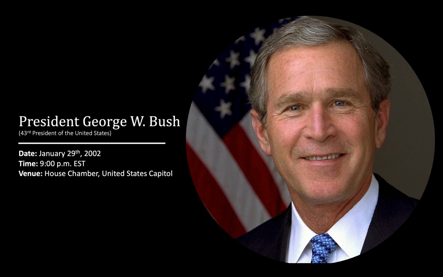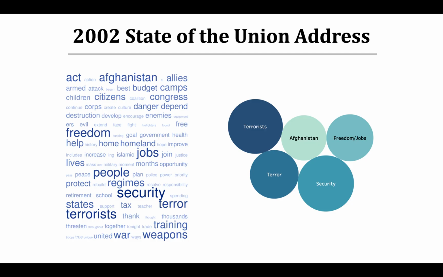First and foremost, let's begin with the 2002 State of the Union address delivered by the 43rd President of the United States, George W. Bush, on January 29th at 9 p.m. EST at the House Chamber in the United States Capitol. As you would all know, 2001 was a shocking year for the entire world, with the United States being at the epicenter of a horrific terrorist attack. Soon after, the then President had to deliver his State of the Union address, and no wonder his address mainly encompassed security and the various measures which were being taken to curb any acts of terrorism.